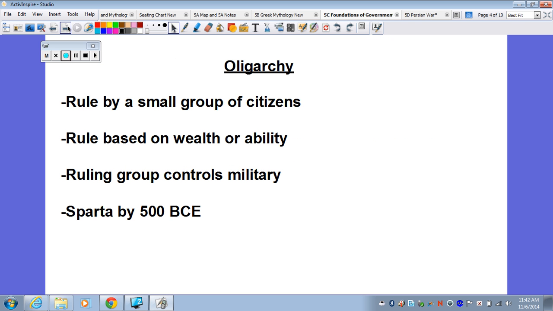The other one that's like aristocracy, but a little bit different, is called oligarchy. We'll see this in Sparta, but it basically means rule by a small group of citizens, usually based on wealth or ability, or sometimes military ability. Whereas aristocracy is all about the nobility and controlling land and wealth, oligarchy is usually based on wealth and ability or military control. So oligarchy, we'll see this in Sparta by about 500 BCE.